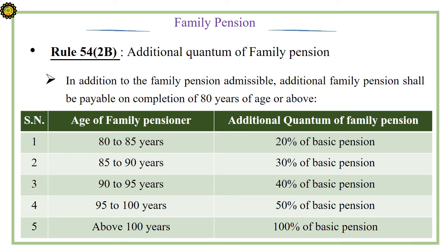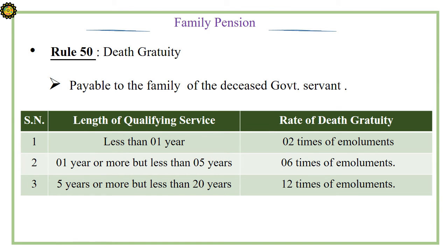If the age is in between 90 to 95 years, 40% of basic pension. If the age is 95 to 100 years, 50% of basic pension. If the age is above 100 years, then 100% of basic pension. Rule 50 is about death gratuity. Death gratuity is payable to the family of the deceased government servant.